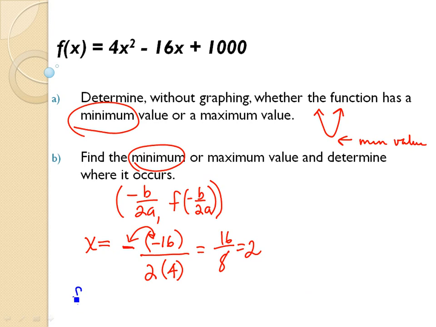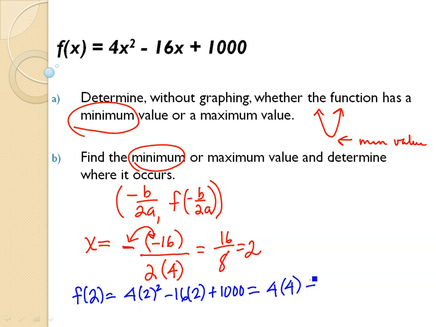So let's do f of 2 equals 4 times 2 squared minus 16 times 2 plus 1000. So that's 4 times 4 minus, what is 16 times 2? It is 32, plus 1000. Put that in the calculator. We get 984. So the minimum value is 984 when x equals 2.